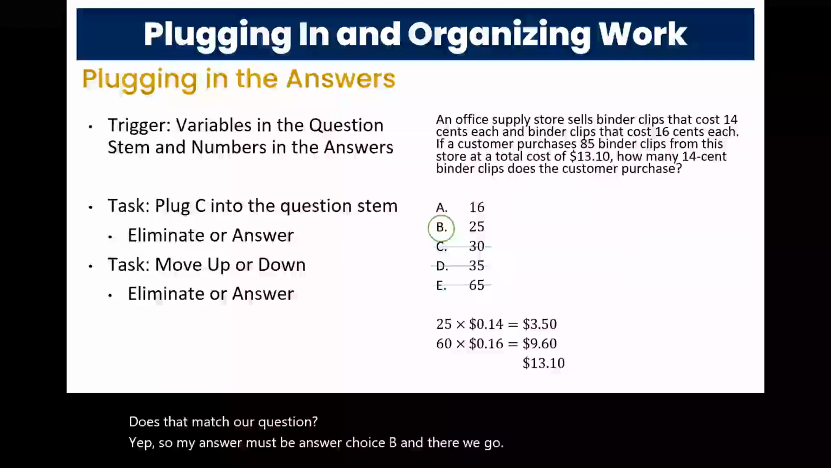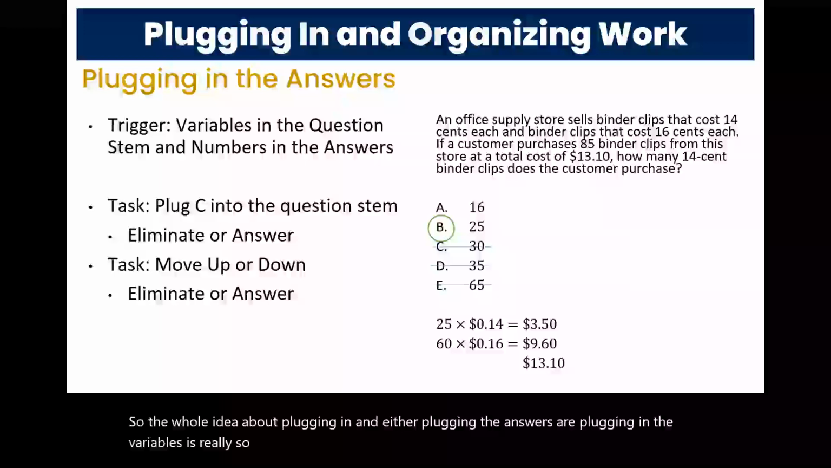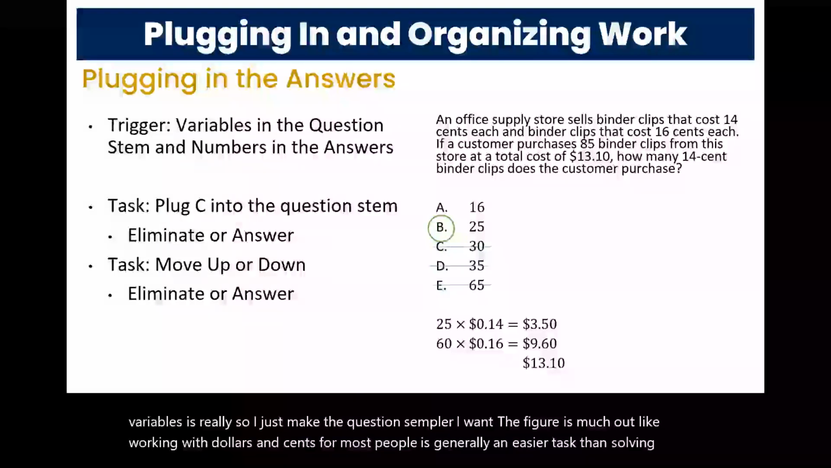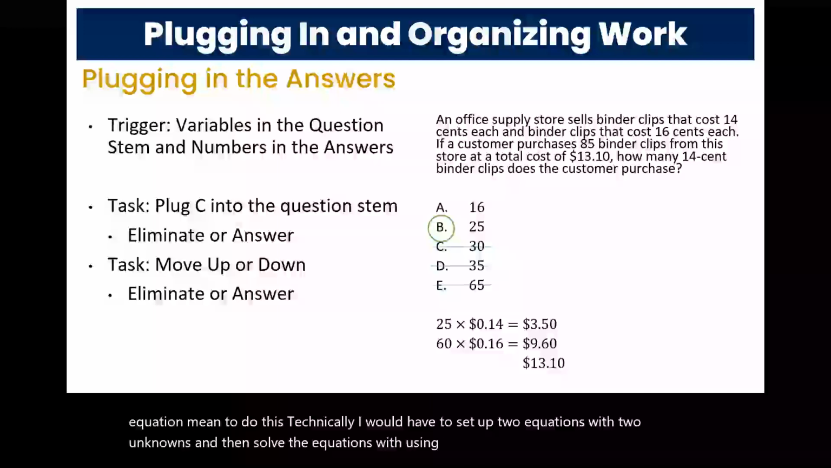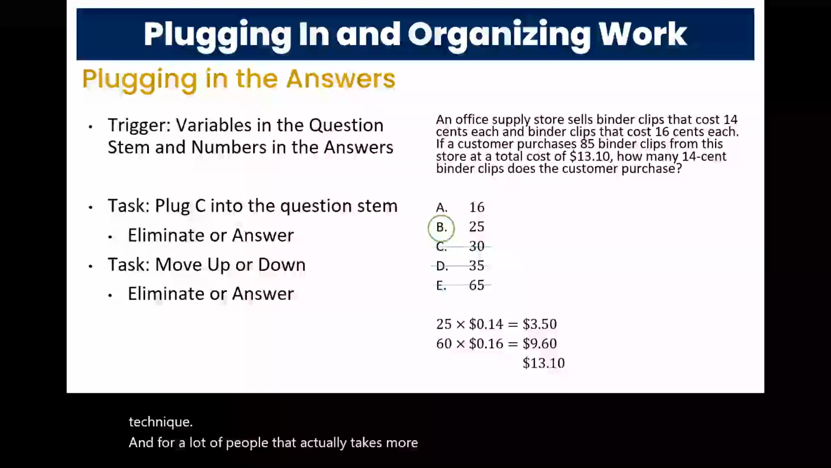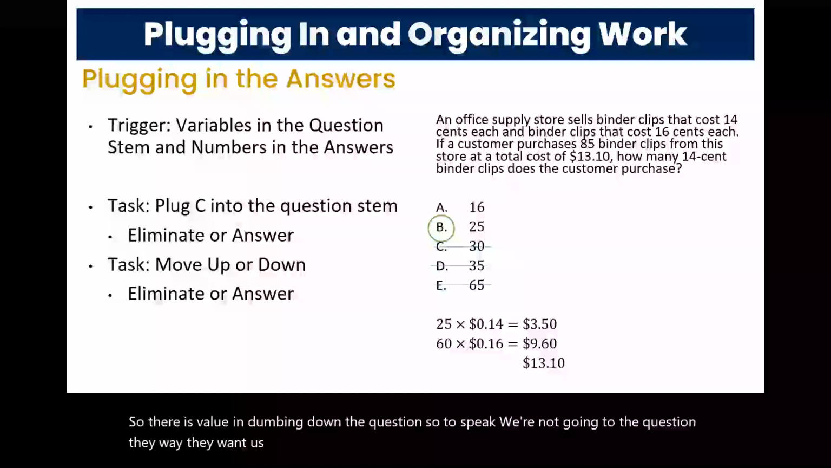So the whole idea about plugging in and either plugging the answers or plugging in the variables is really so I just make the question simpler. I don't have to figure as much out. Like working with dollars and cents for most people is generally an easier task than solving an equation. I mean, to do this technically, I would have to set up two equations with two unknowns and then solve the equations using the elimination or the substitution technique. And for a lot of people, that actually takes more time than doing what we just did. So there is value in dumbing down the question, so to speak. We're not going to do the question the way they want us to do it. We're going to beat the system.